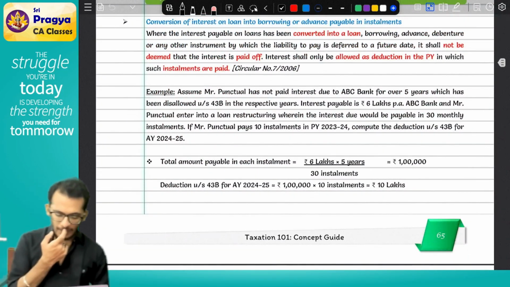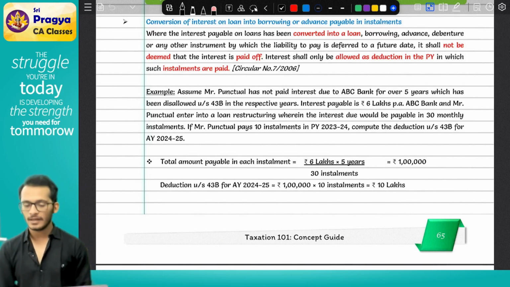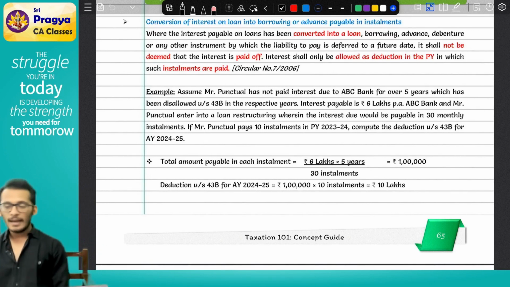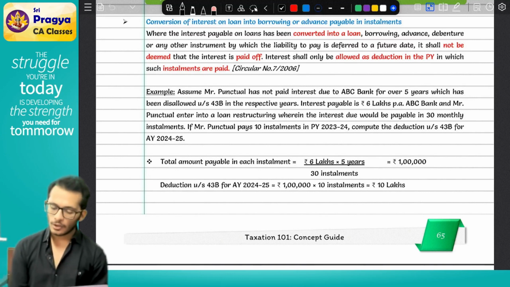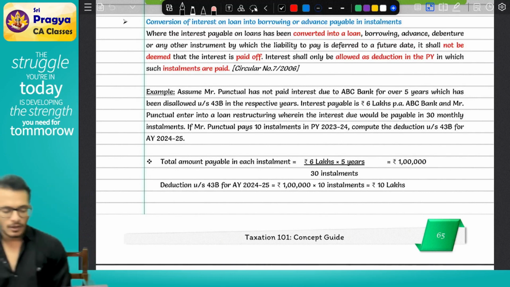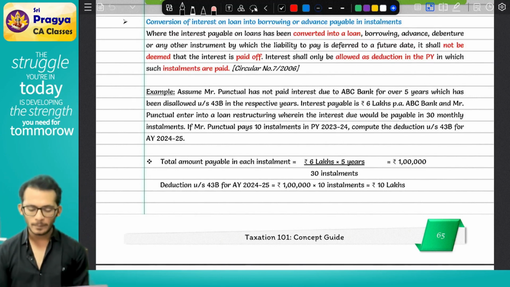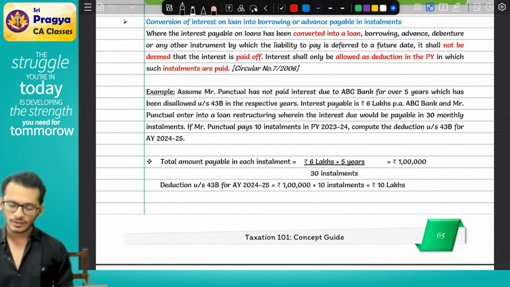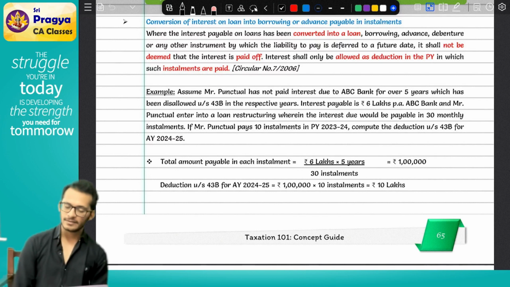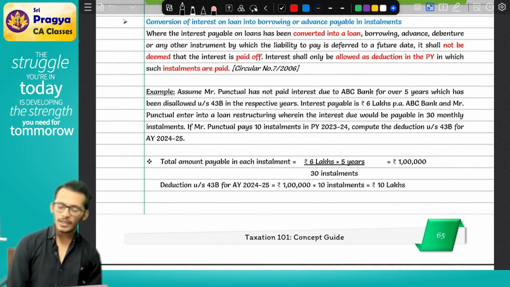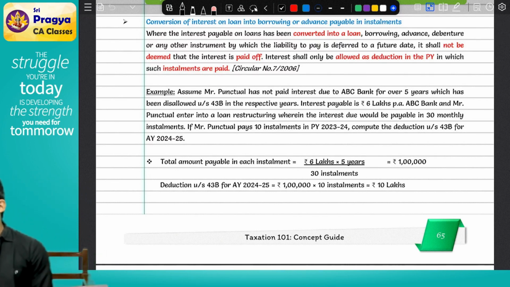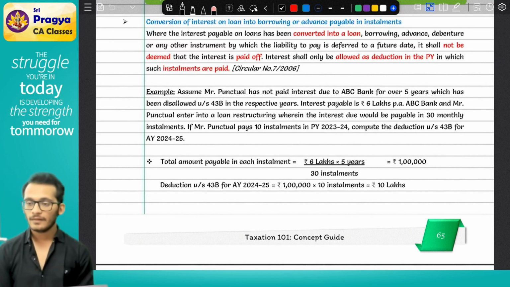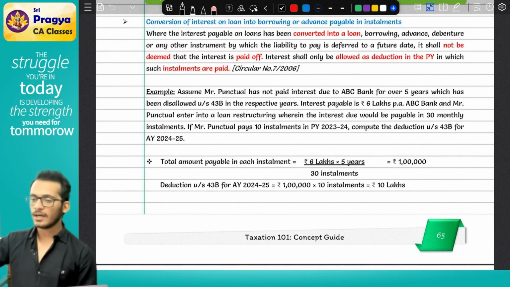The section says, if any interest payable on a loan has been converted into a loan, borrowing, advance, debenture, or any other instrument by which the liability to pay the amount is deferred to a future date, it shall not be deemed that the interest is paid off. Interest shall only be deemed paid in the year in which the loan is actually repaid. Which loan am I talking about? Original loan or converted loan?